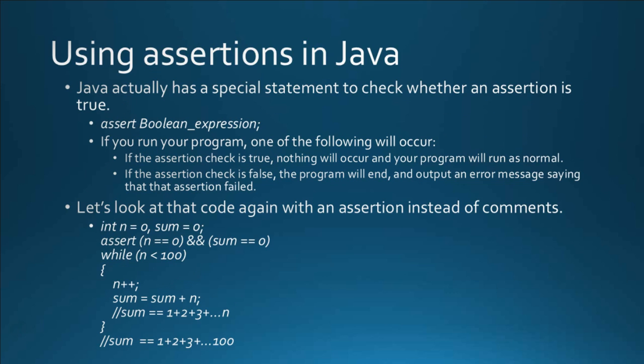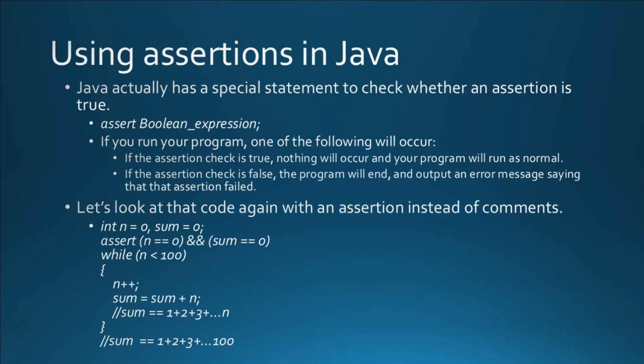Now, if we use assertions in Java, there's actually a special statement to check whether an assertion is true, which is just assert and then the Boolean expression. If you run your program, one of the following will occur. If the assertion check is true, nothing will happen, and your program is just going to run as normal. If the assertion check is false, the program will end and output an error message saying that the assertion failed.